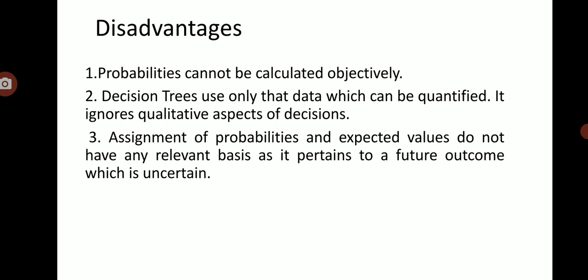Let us discuss some of the disadvantages. Probabilities cannot be calculated objectively. And second, decision trees use only the data which can be quantified, so they ignore the qualitative aspects of the decision. And third, the assignment of probabilities and expected values does not have any relevant basis as it pertains to a future outcome which is uncertain. An additional disadvantage is that a small change in the data can cause a large change in the structure of a decision tree, causing instability. Sometimes the calculation can go far more complex compared to other algorithms.